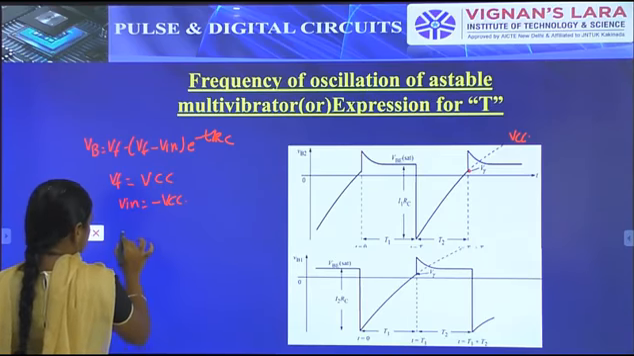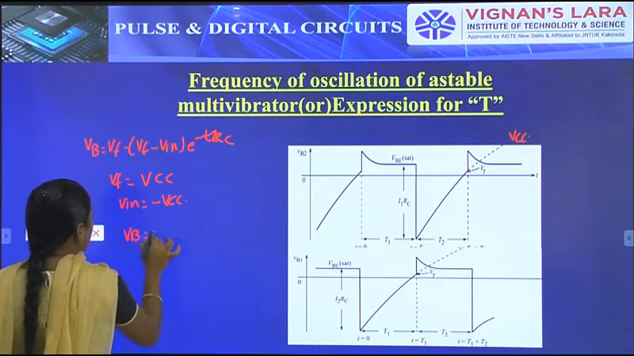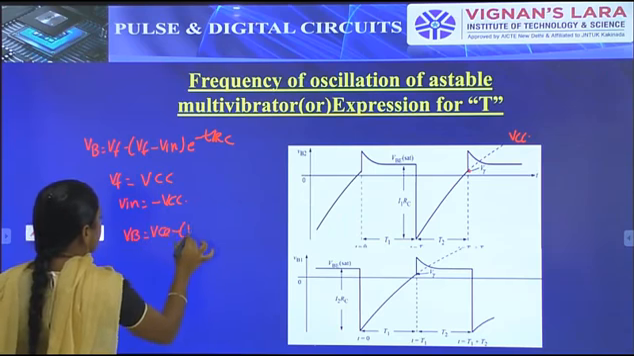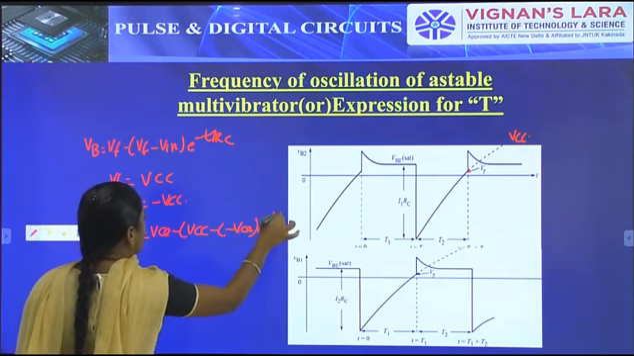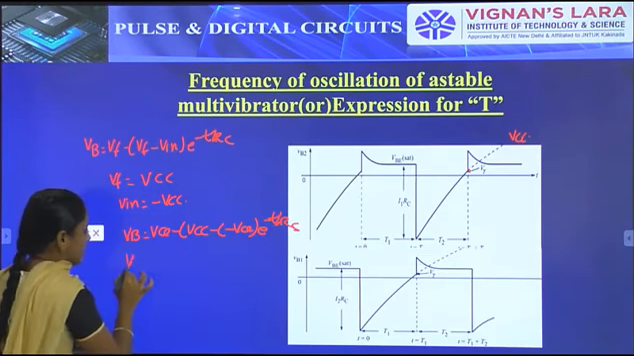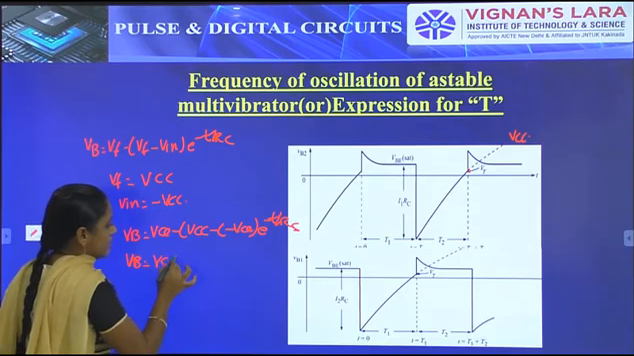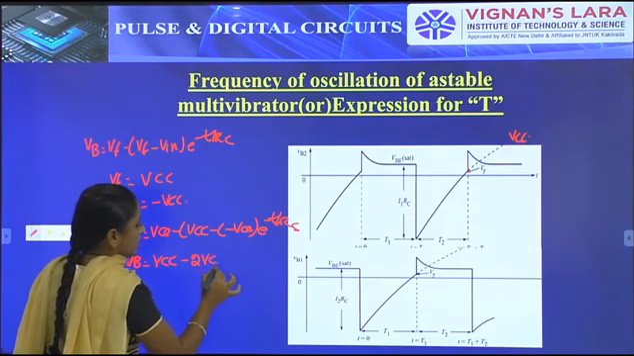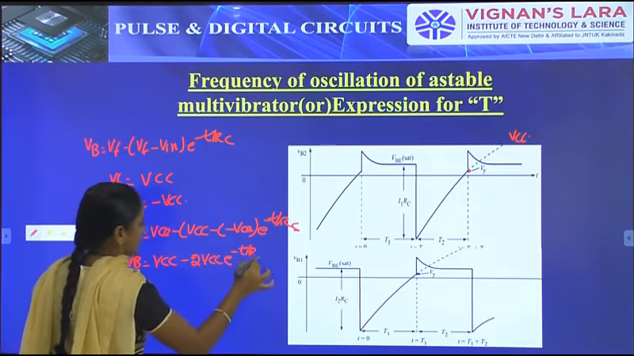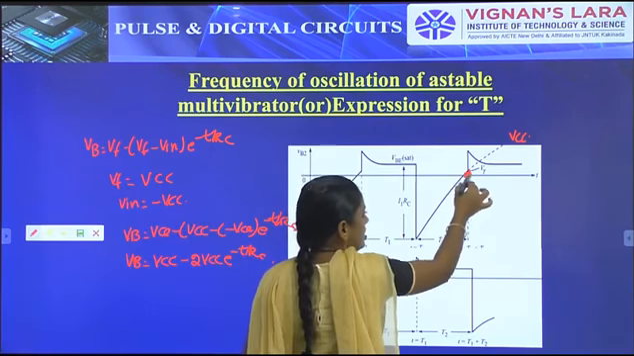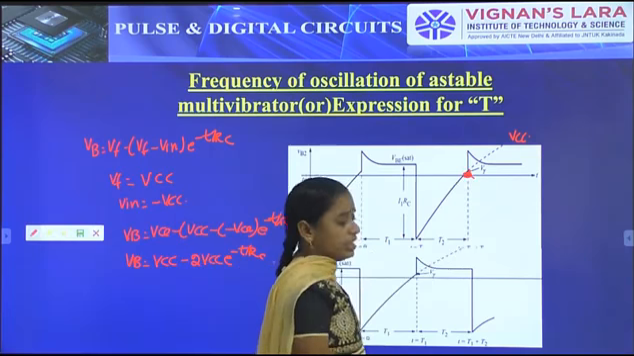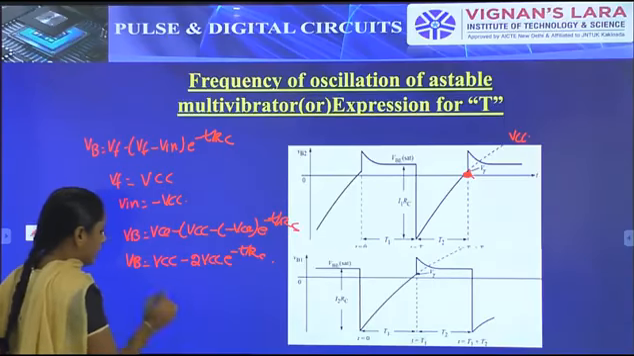Just substitute the values here. That is VB is equal to VCC minus of VCC minus of minus VCC, into e power minus T by RC. Simply we have to say that VB is equal to VCC minus 2 VCC into e power minus T by RC. So at T is equal to T2 condition, this VB voltage generally reaches the V gamma level. That is at T is equal to T2.